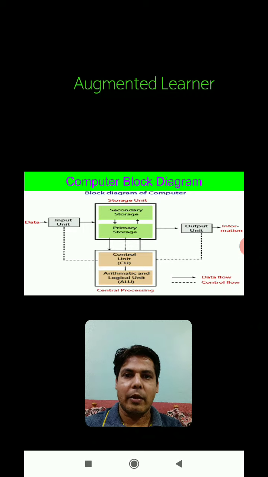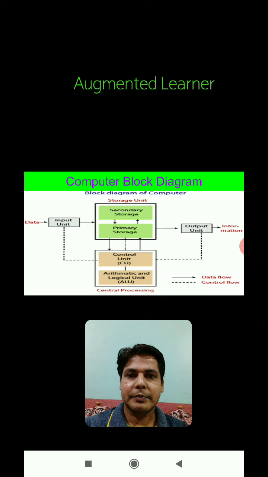Now let's discuss the block diagram. In a block diagram we can see the input unit. The input unit is the keyboard and mouse, which input data into the computer. Second, the storage unit. The storage unit is used to store the input data and other information. There is secondary storage and primary storage.